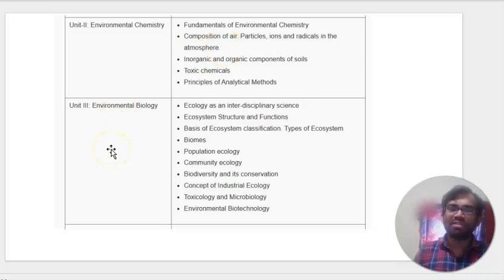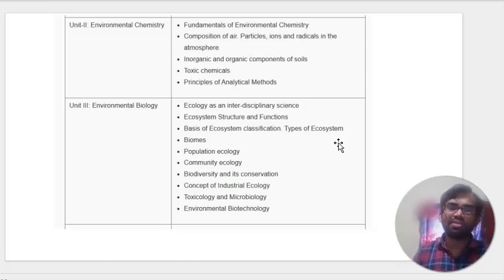And the third unit is environmental biology. It includes ecology and interdisciplinary science, ecosystem structure and functions, basis of ecosystem classification, types of ecosystem, biomes and population ecology, community ecology, biodiversity and its conservation, concept of industrial ecology, toxicology and microbiology, and environmental biotechnology.